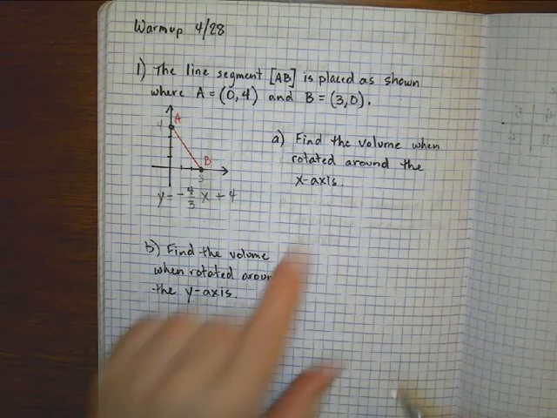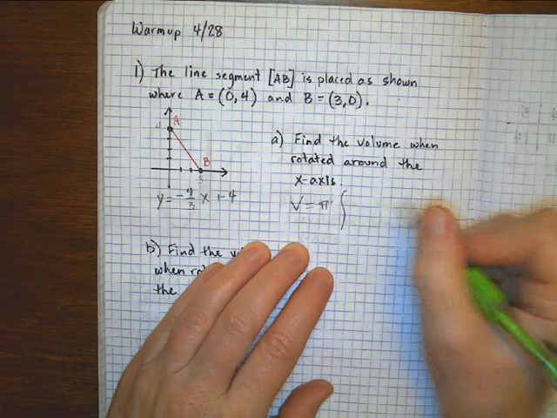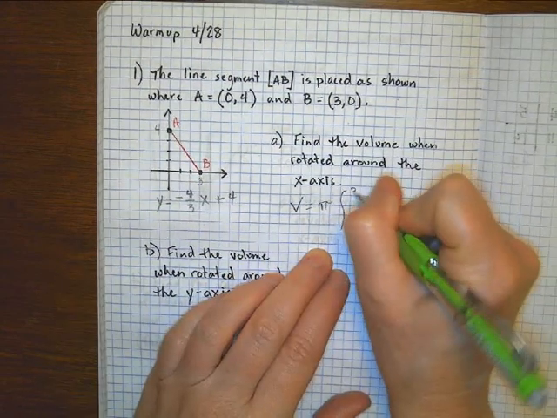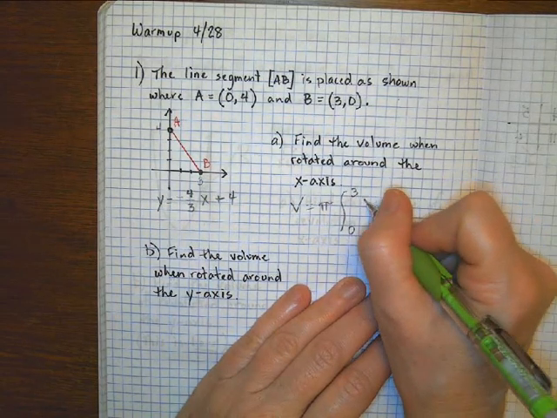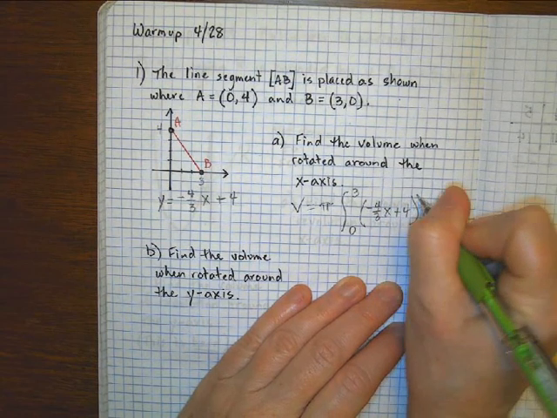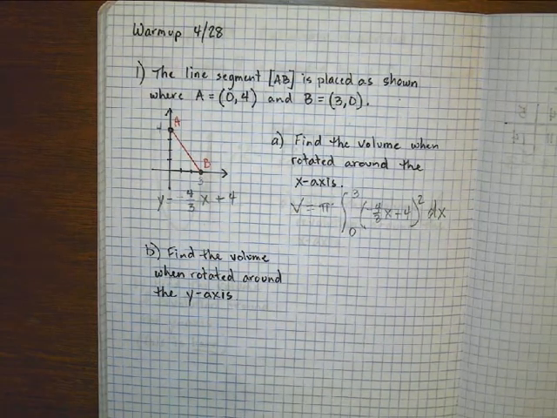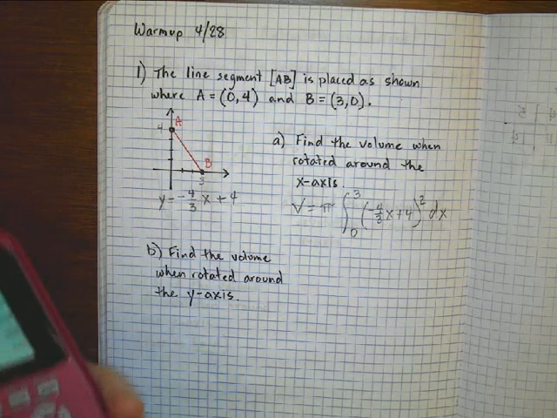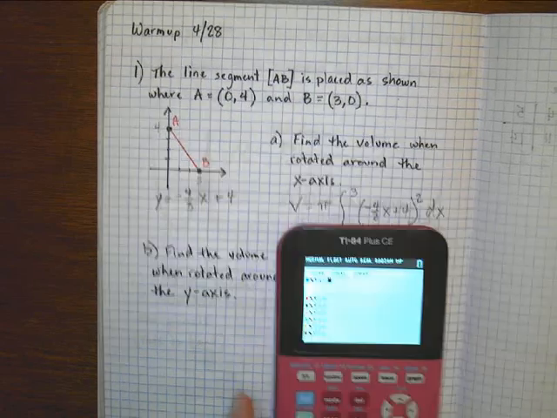So to find the volume, my volume is going to be equal to pi. And the integral, I'm going to be evaluating this from 0 to 3. I can see that that's where the x-intercept is. And it is going to be negative 4/3 x plus 4. And don't forget to square it because we're doing volume. And then I'm going to grab my handy-dandy calculator. I could do this by hand, but why should I? That would just slow me down. So I'm going to put this into my calculator.